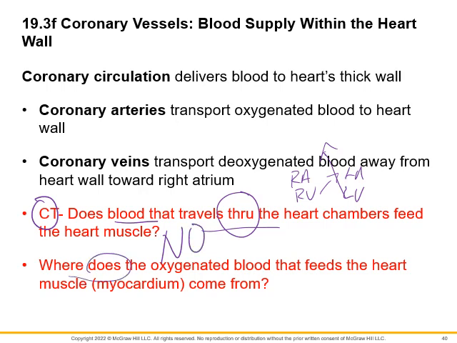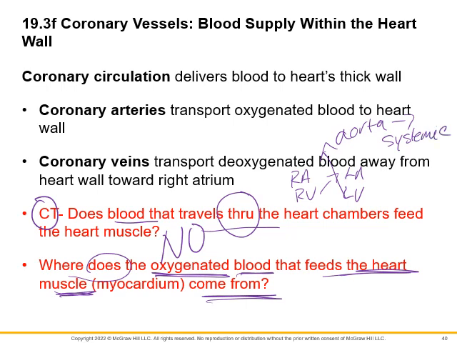So where does the oxygenated blood that feeds the heart muscle have to come from? Remember we said the aorta is systemic. It feeds your entire body, right? You're going to have a coronary artery that comes off of the aorta. It's one of the very first arteries, and it's going to feed your heart muscle. Hopefully we know muscle has to get in oxygen and glucose so that it can generate ATP so that it can contract, right? So coronary circulation is what delivers the blood to the heart muscle.